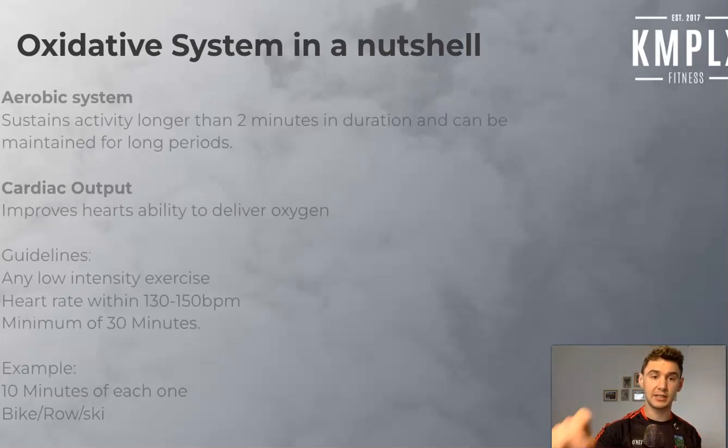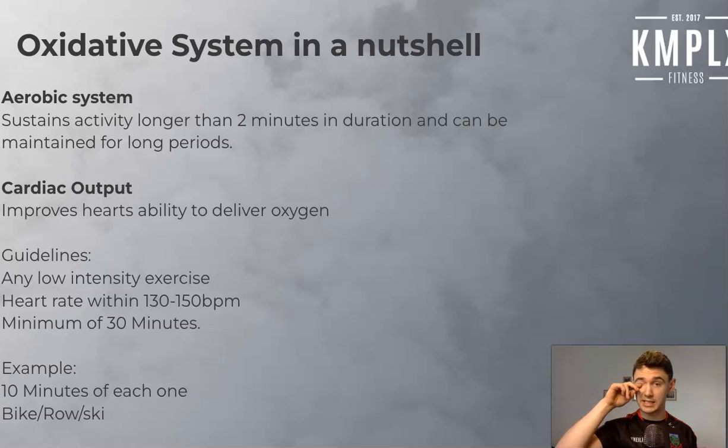Oxidative system in a nutshell. This is our aerobic system. This sustains activity longer than 2 minutes in duration and can be maintained for long periods. So a few methods we'd look at. The first one is cardiac output. This improves the heart's ability to deliver oxygen.